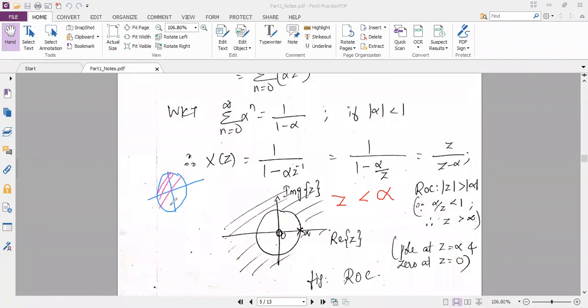Okay. So please understand this. We will come across this type of convergence in the next remaining problems.